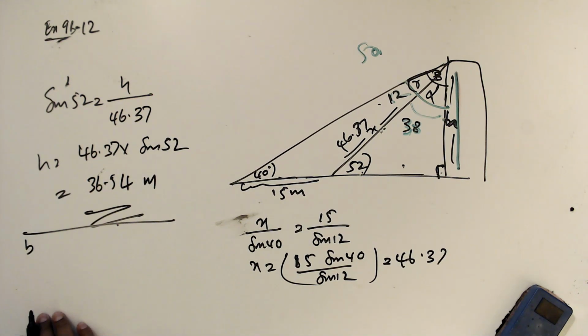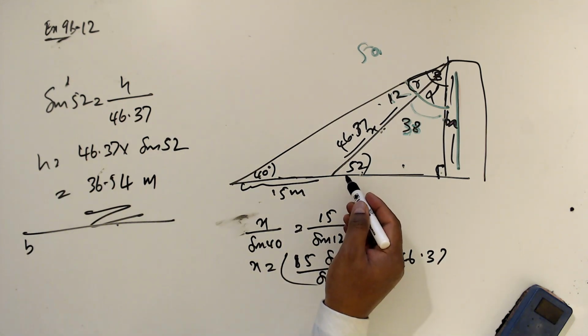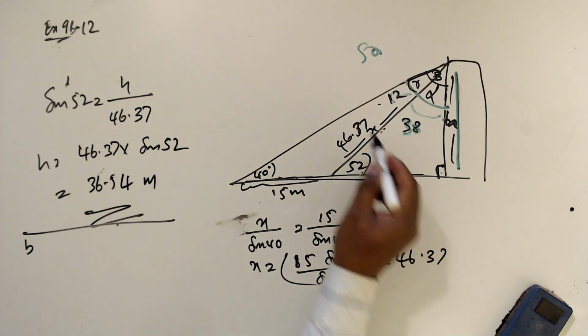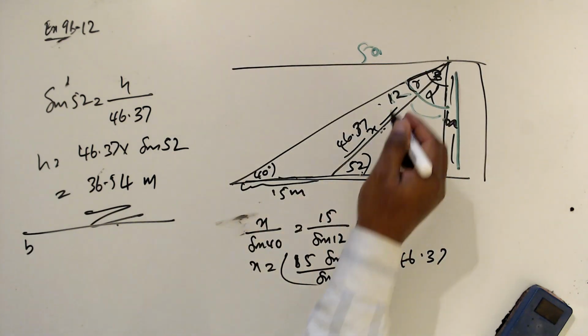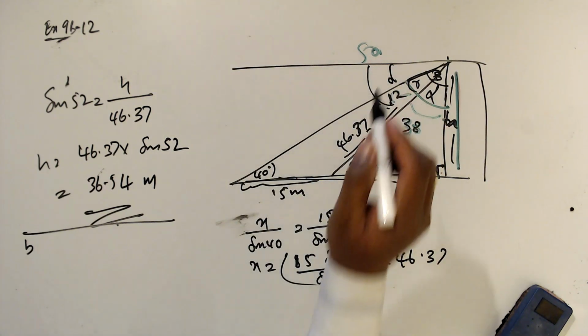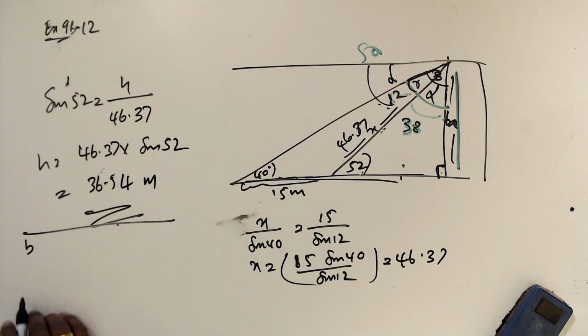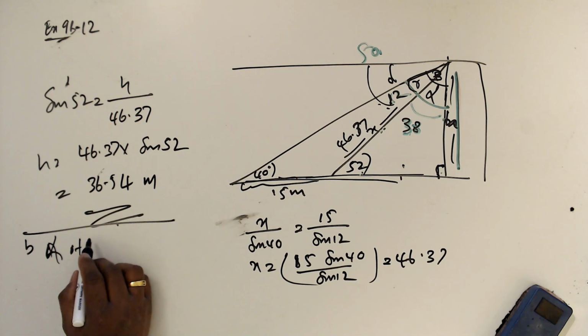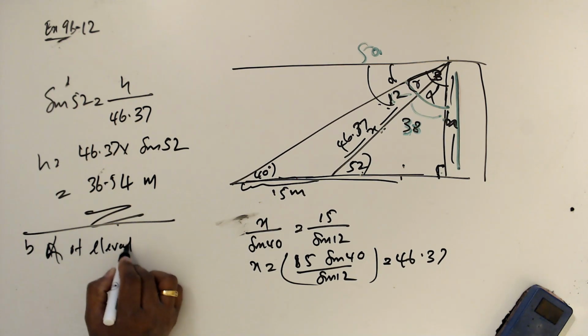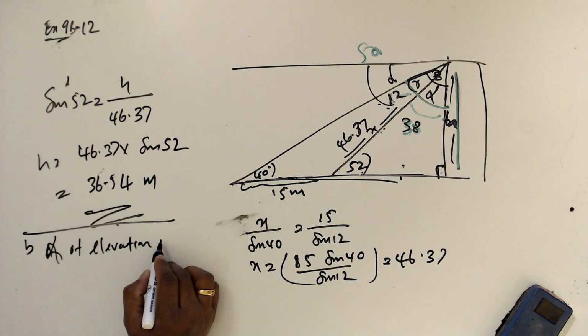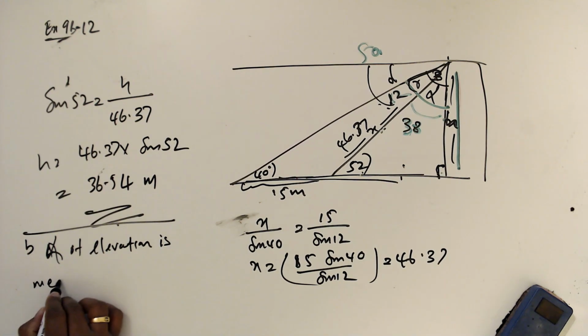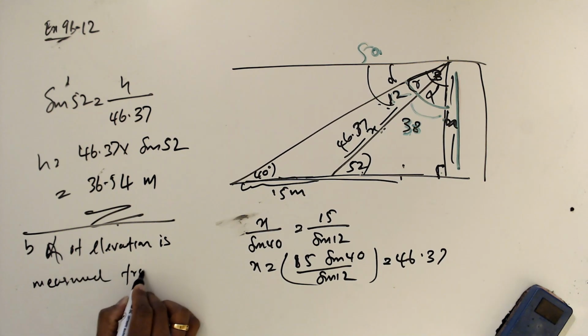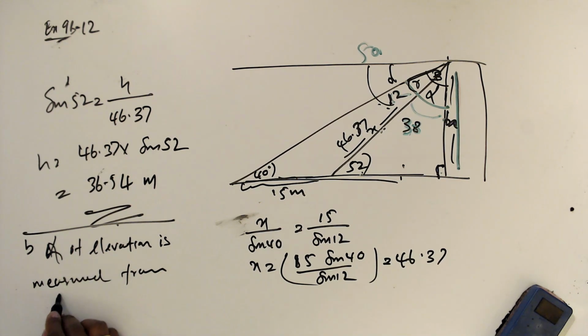The assumption is angle of elevation is measured from the ground level, not from the upper level like this. So it's only from the ground level. So angle of elevation is measured from the ground.